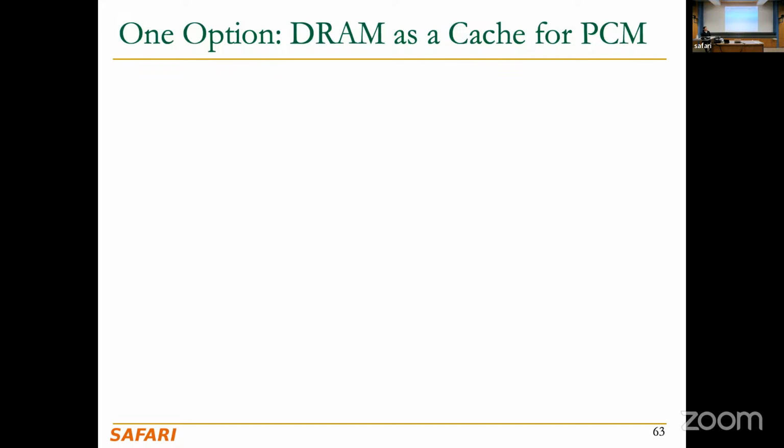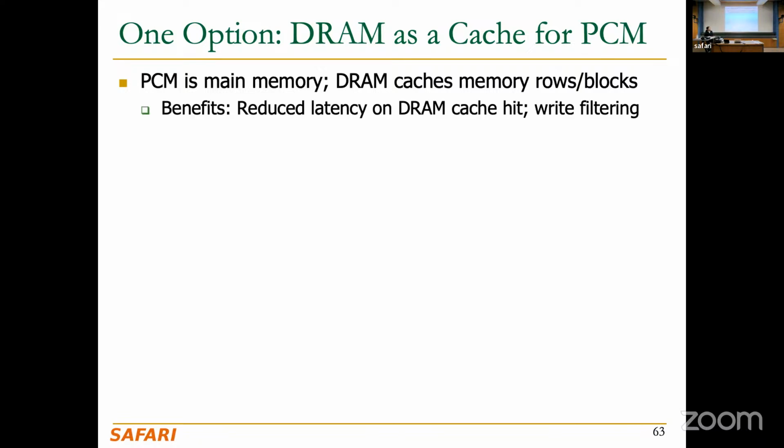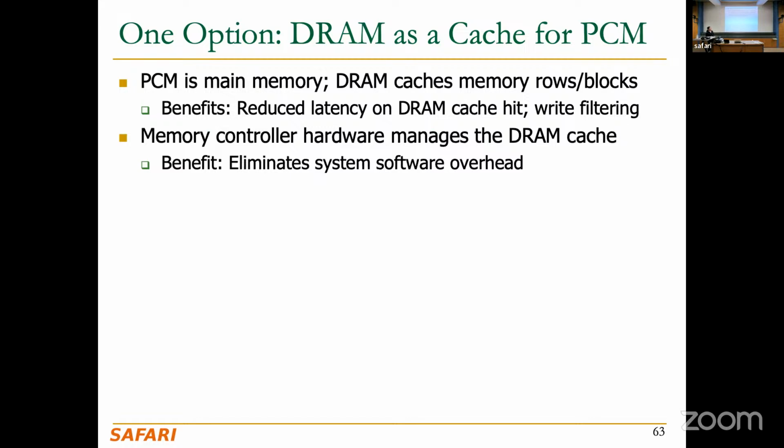There's one opportunity where we can use the DRAM as a cache for PCM. PCM is a memory, DRAM is also memory, but it's used as a cache of the memory. The benefits are obvious here: we can reduce latency on DRAM cache hits and do write filtering. So we can reduce the writes to the PCM, since writes to PCM consume high energy, have long latency, and also cause endurance problems. The memory controller can manage the DRAM cache, which can eliminate the system software overhead.